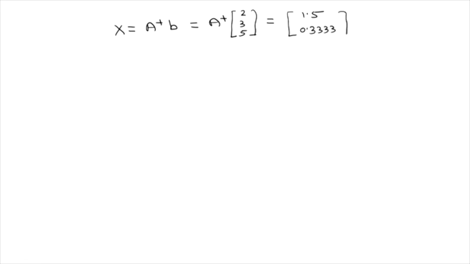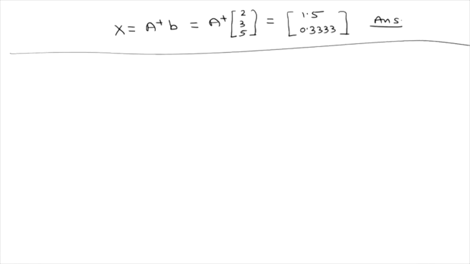Now if I calculate my X, which will become A plus into B, where B is the vector 2, 3, 5, it comes out to be 1.5 and 0.3333 as the least square approximation of this system. So, in this way we can calculate the least square approximation solution using the singular value decomposition. In particular, we have used the singular value decomposition for calculating the pseudo inverse. Now, let us make the analysis of it. How have we done it?